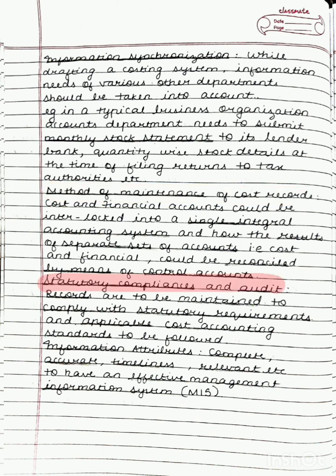Statutory compliance and audit. Records are to be maintained to comply with statutory requirements and applicable cost accounting standards to be followed. Information attributes. Information generated from the costing system should possess all the attributes of information, that is, complete, accurate, timely, relevant, etc., to have an effective management information system.